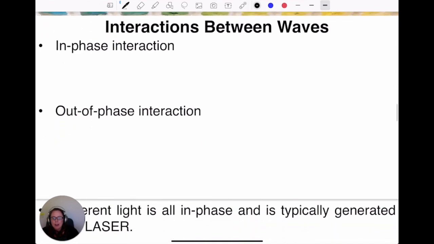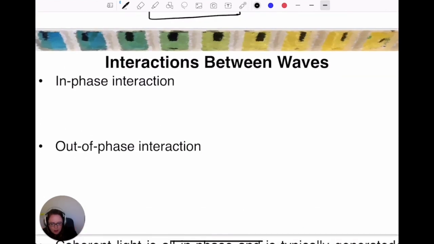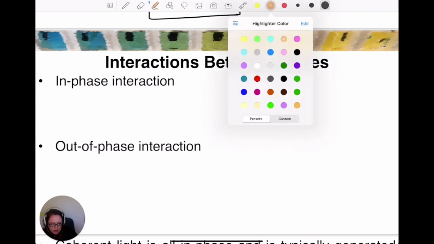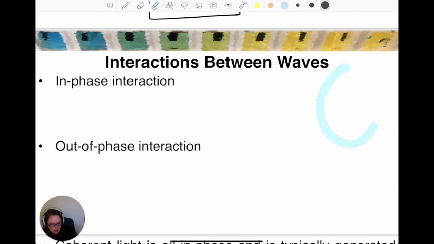Next, let's think about some interactions between waves. We'll just start out thinking about water waves. If you take water, or you see a pond or pool of water, and then you drop a pebble or throw a rock in the water, what's going to happen? What you should see is ripples that start to form and go out from the point where the pebble was dropped.